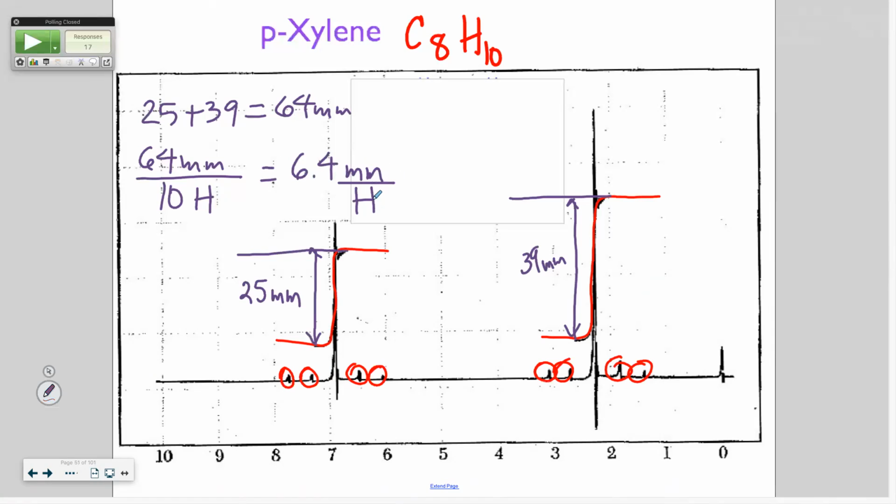Okay, you can also do it the other way around. You could take 10 divided by 6.4. You could do it either way. Just make sure your units work out, because watch what we're going to do with that 6.4. We're going to go back to the 25 that we measured to begin with. We're going to take our 25 millimeters and divide by 6.4. Make sure that the unit cancels and you end up with hydrogens. Okay, that makes sense. 25 divided by 6.4 is 3.9.